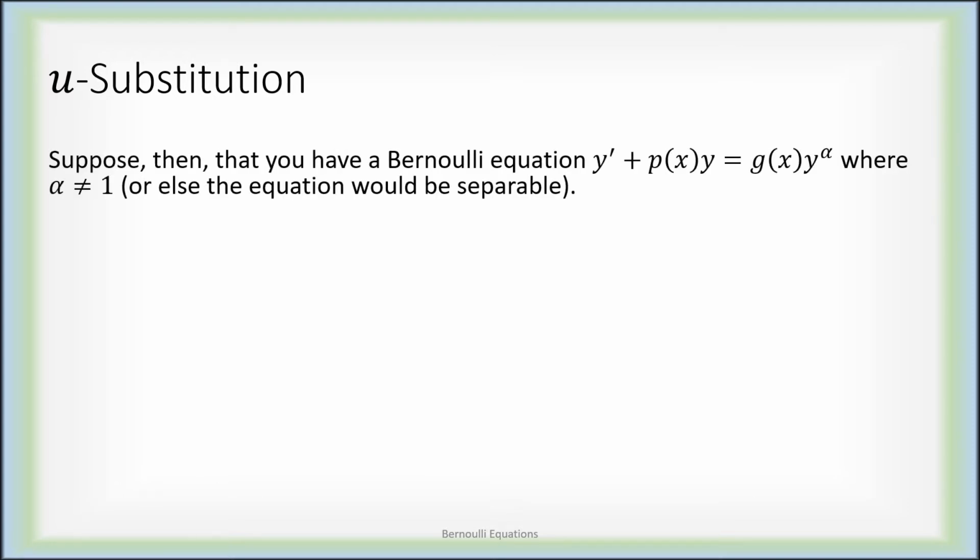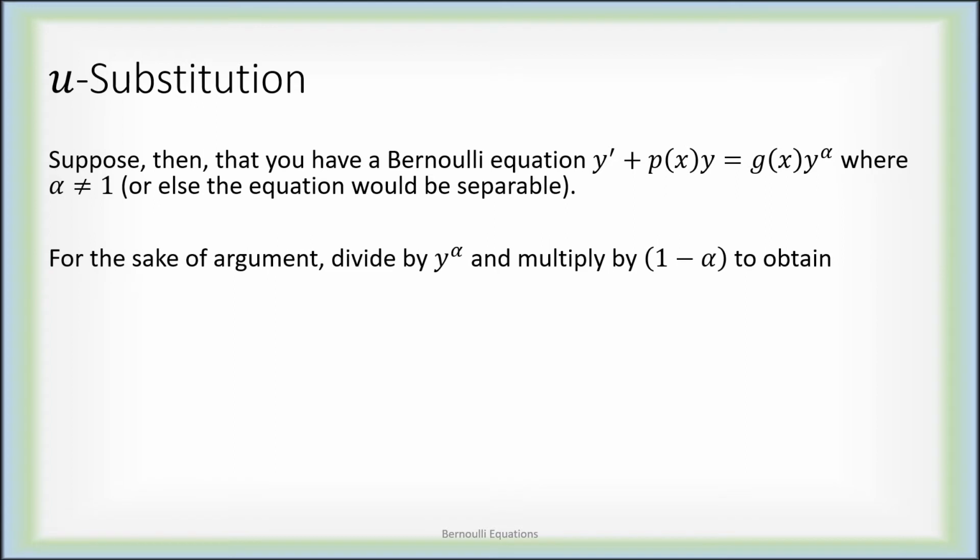So suppose we have the following Bernoulli equation, y prime plus p of x y equals g of x y to the alpha, where alpha isn't 1. If alpha is 1, the equation would be separable and we wouldn't use this technique. So for the sake of argument, try to divide by y to the alpha. Then multiply both sides by 1 minus alpha. I mean, I can, it's not clear why I would want to yet. What you'd end up with is this.